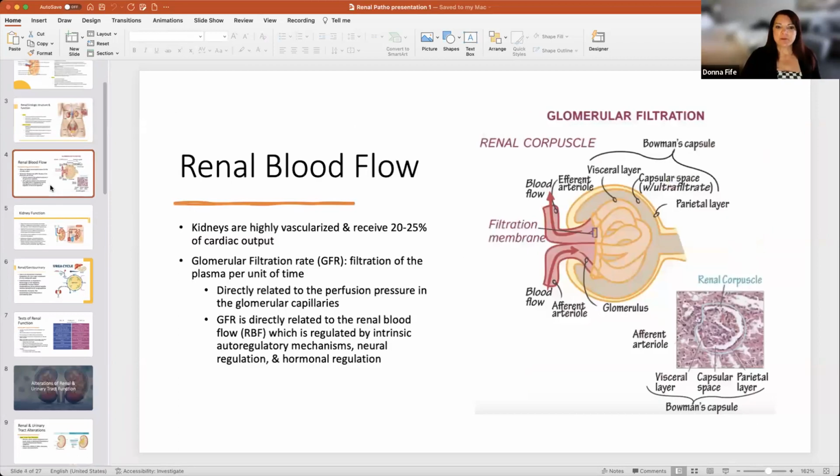Renal blood flow: the kidneys are highly vascularized, and they receive 20 to 25% of cardiac output. Glomerular filtration rate is the filtration of plasma per unit of time, and this is directly related to the perfusion pressure in the glomerular capillaries. GFR is directly related to the renal blood flow, which is regulated by intrinsic autoregulatory mechanisms, neural regulation, and hormonal regulation.